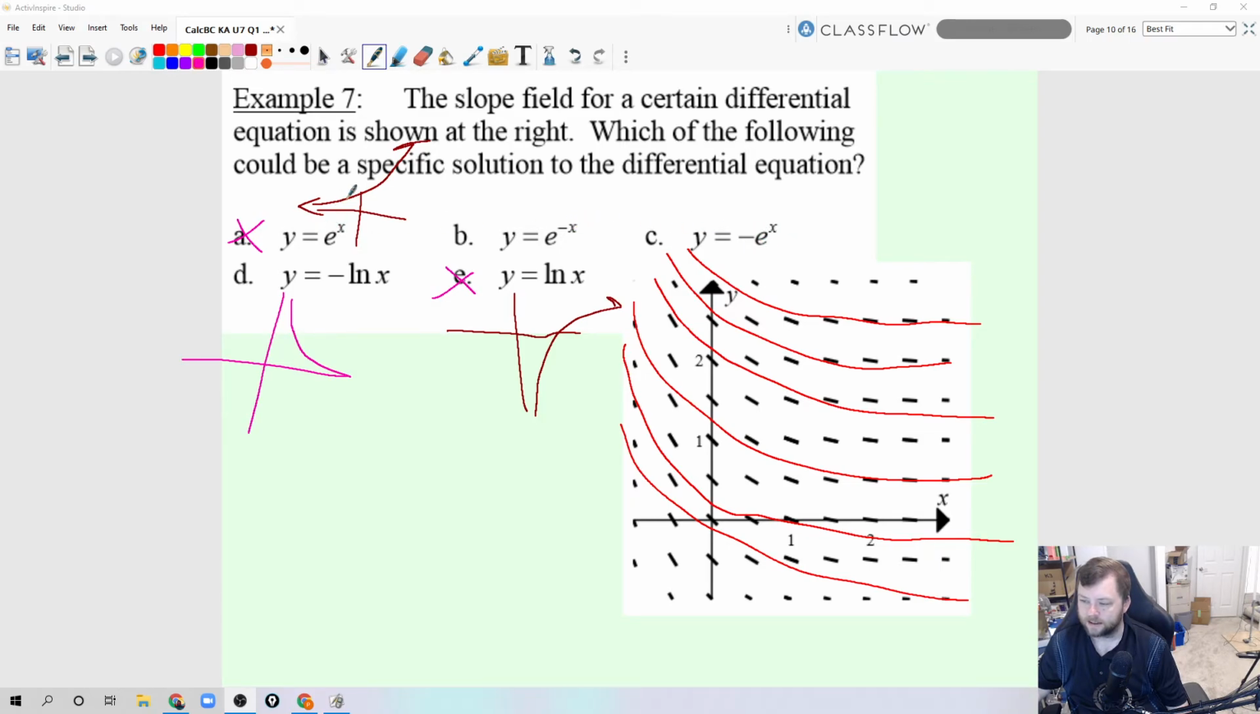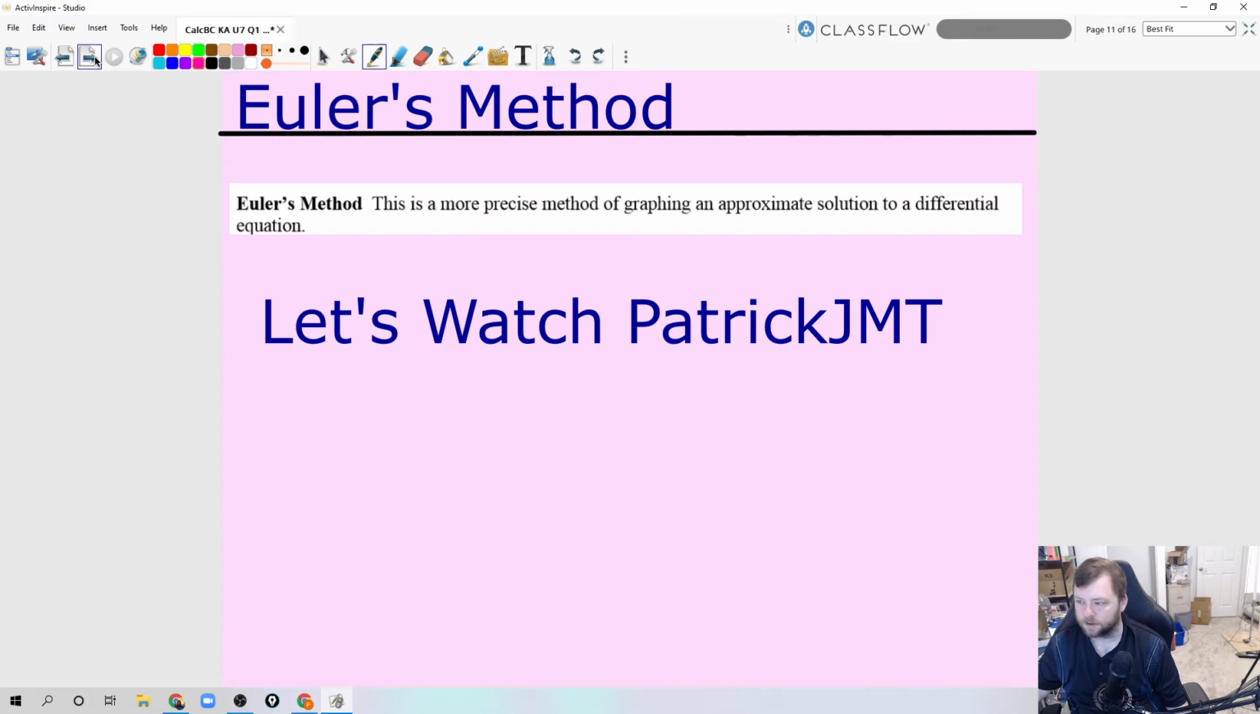So negative e to the x, again, I'm going to flip this on the x-axis, and it's going to look like this. So it's not C either. It actually is going to be B, because B's graph, when you negate the x, flips it on the y-axis, and it'll mirror it on the y-axis right here, looking like that. That's a matter of knowing what those functions look like.